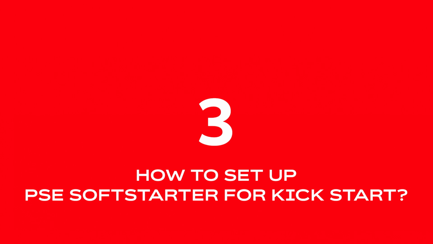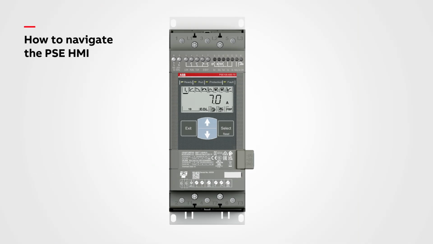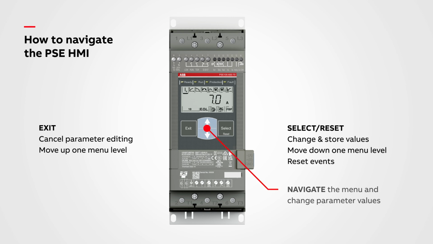Before jumping on to the parameter settings, let's review how to navigate the PSE Softstarter HMI. Press the left exit button for canceling parameter edits and moving up one level on the menu. Press the right select reset button for changing and storing parameter values, moving down one level on the menu, and to reset the tripping events. Use the arrow buttons for navigation and changing parameter values.